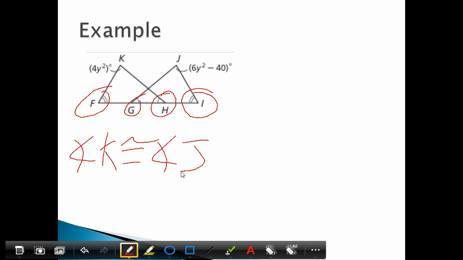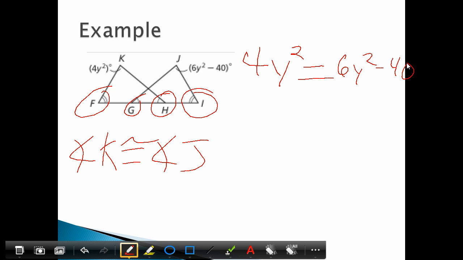K is congruent to J. That's not an equation because it's got a congruent symbol, but I know that K is 4y squared. Ooh, yuck, y squared. Well, we'll deal with that in a minute. Let me write out the equation. 4y squared, and that should be the same thing as J, which is 6y squared minus 40. Alright, 4y squared equals 6y squared minus 40.